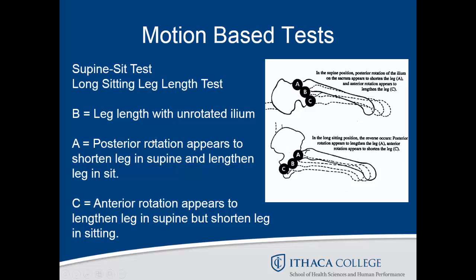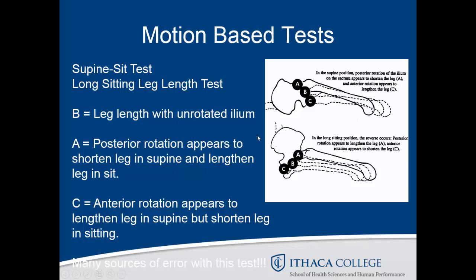We could describe the same thing with C representing an anterior rotation. The result would be in supine, the involved side malleolus looks longer or further down the table, but when they move to long sitting, it gets shorter or moves up the table, and it goes from longer in supine to shorter in sitting. So the test is kind of a neat test, makes sense.